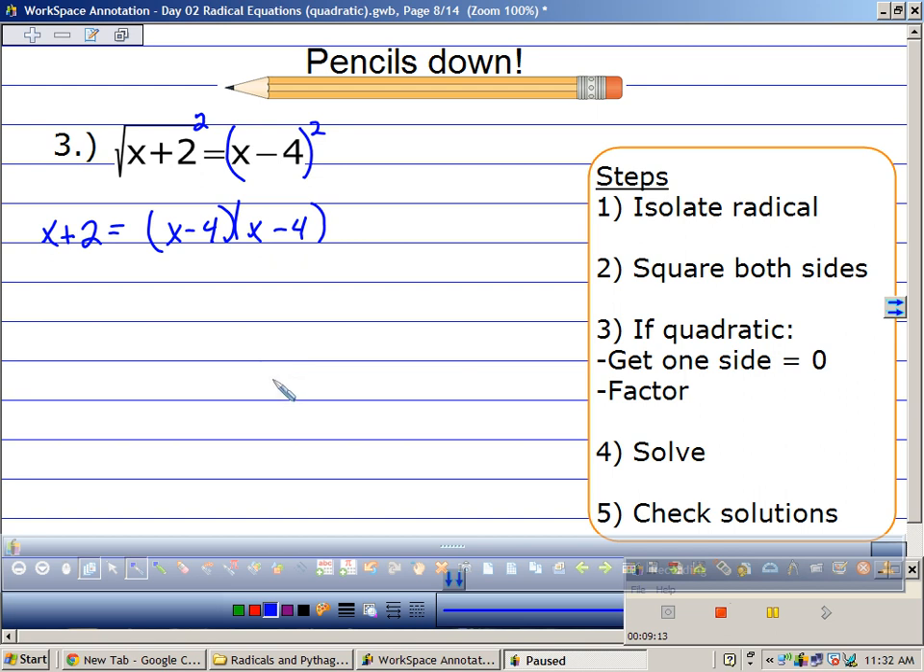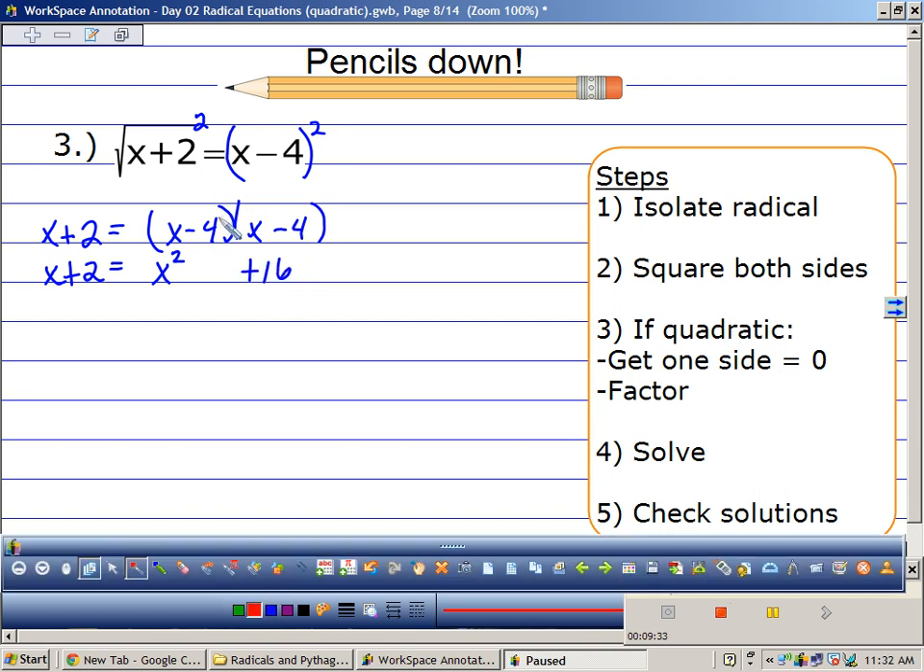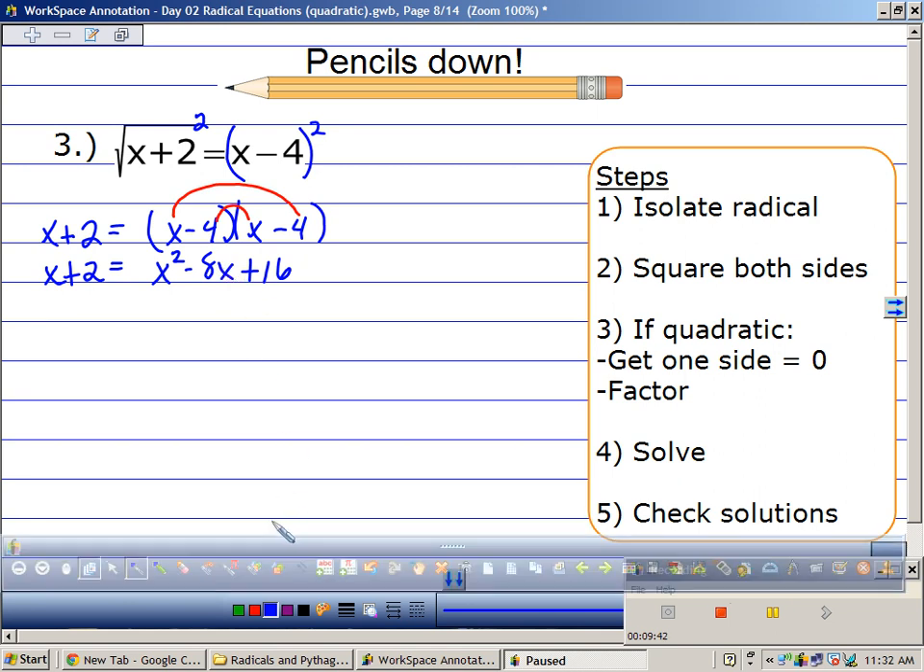I'm going to use that same strategy, that rainbow strategy. So I get x plus 2 equals, what's my first? First times first is x squared. Last times last is positive 16. Let's do the inner right above it. What is negative 4x and negative 4x? Negative 8x. See how quick that is? Isn't that easier than FOIL? It's the same thing, I just do a lot of it in my head.